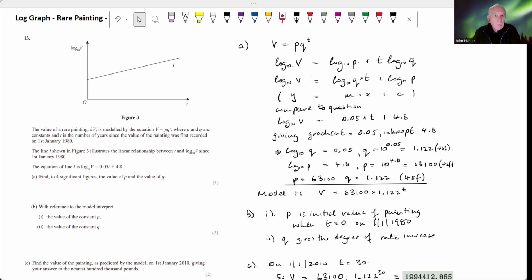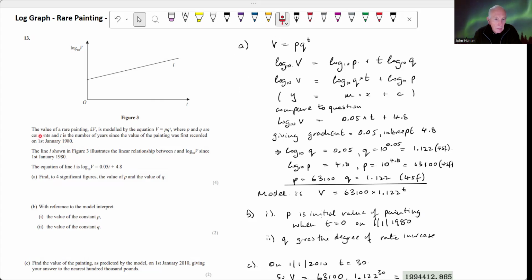Right, we've got a log graph modeling problem here. This is a sort of exponential modeling, really, but exp and log are so closely bound in with each other. They're more or less the same thing. And this is to do with a rare painting which is gathering value over time. Okay, let's have a look at the question.